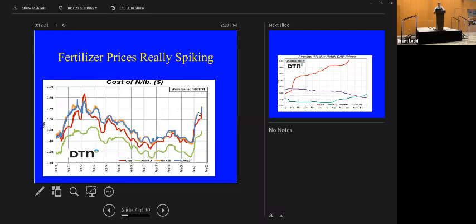Again, it's been mentioned before. Everybody knows this is not a surprise to anyone. This is cost per pound of nitrogen for various sources. Beginning early in 2021, we started to see some dramatic price increases. Those price increases continued on into the fall of 2021.